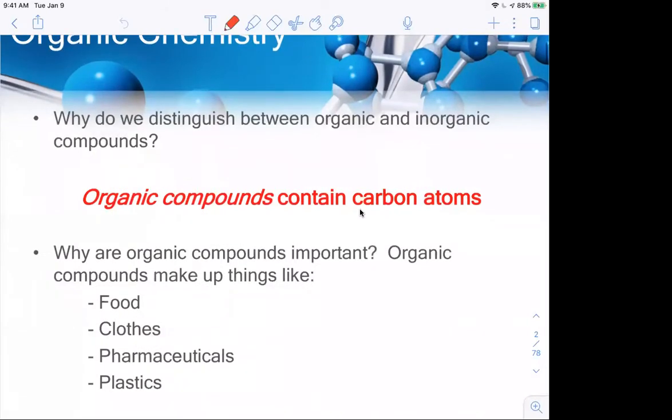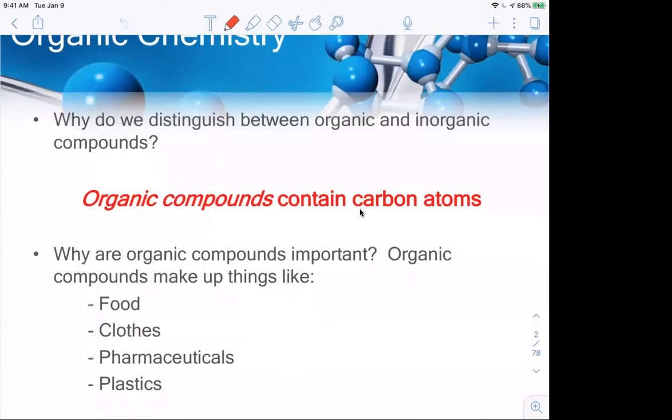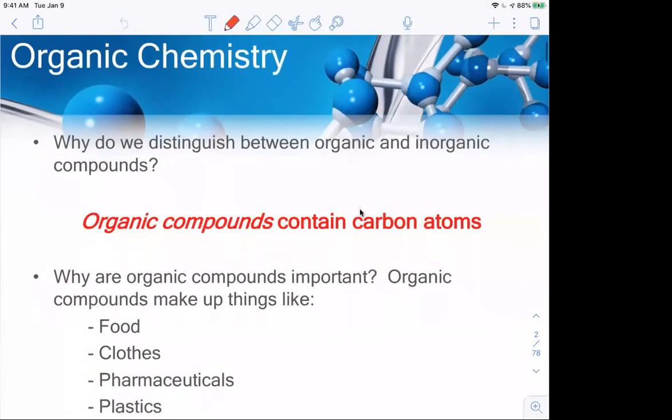Organic compounds are basically carbon compounds, and they encompass different industries such as food, clothes, pharmaceuticals, plastics. Organic compounds are everywhere. And if any of you guys are going into health fields and you have to take a biochemistry class, you're going to realize that all of the biomolecules that your body uses to function, such as proteins and nucleic acids and carbohydrates and lipids, all of those things are considered to be organic compounds.